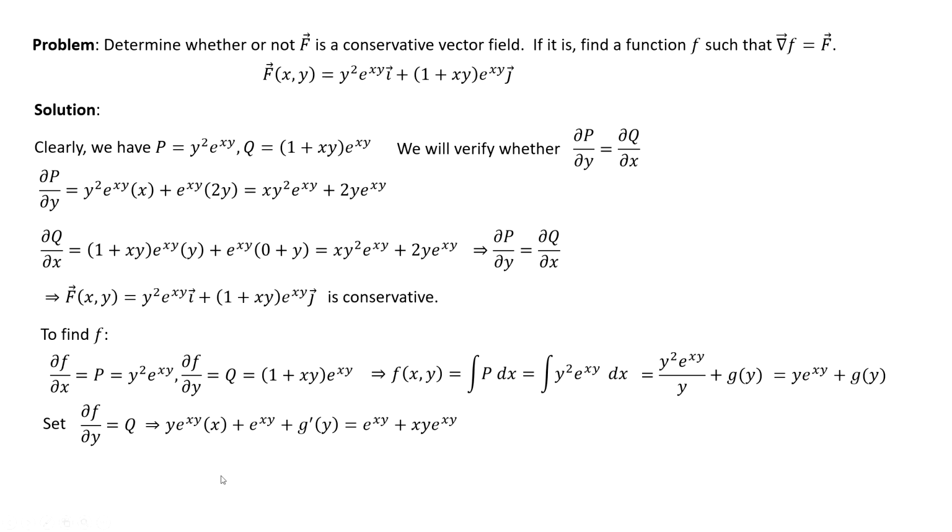Right? Why? What does it do? Well, notice there's an e to the xy on this side, and there's an e to the xy on that side. And they cancel, or you can subtract e to the xy from both sides, and it disappears. There's an xy e to the xy here, and there's an xy e to the xy. They cancel. And that means g prime of y must be 0.